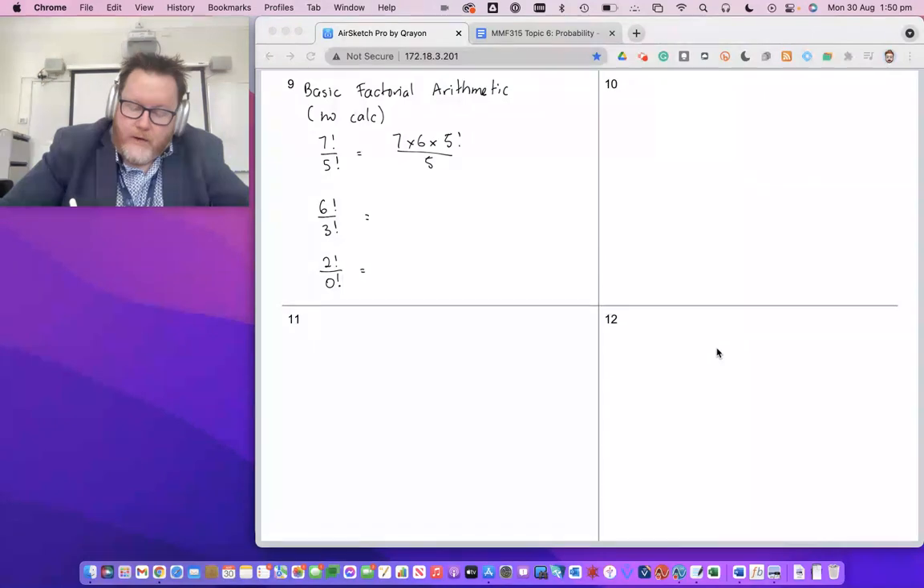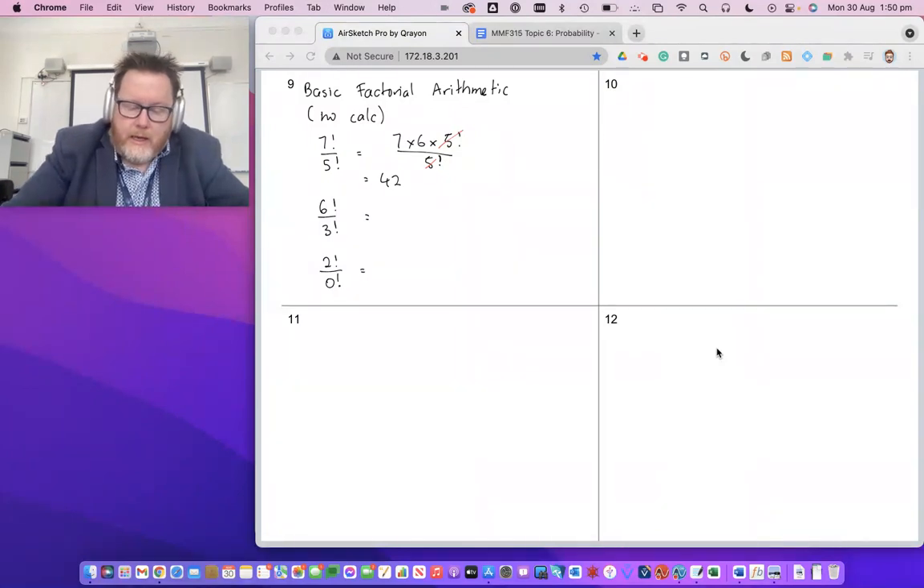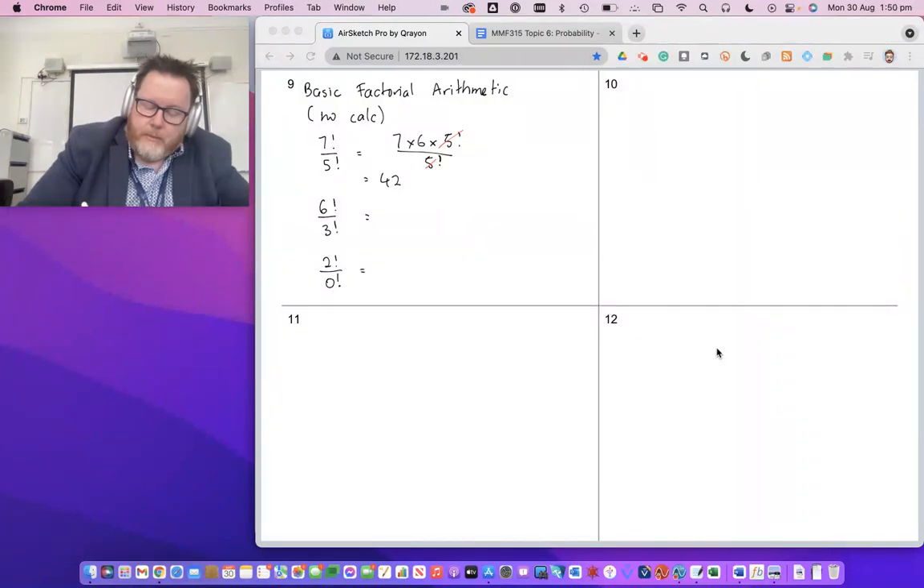All over 5 factorial. And now I can cancel out the 5 factorials, and I get 7 times 6, which is 42, I think. 6 factorial divided by 3 factorial. Now, just wanted to point out that factorial has a higher order precedence, which means that I can't just divide 3 into 6 and get 2 factorial. It doesn't equal 2. Okay, we need to expand it out like I did the previous example.